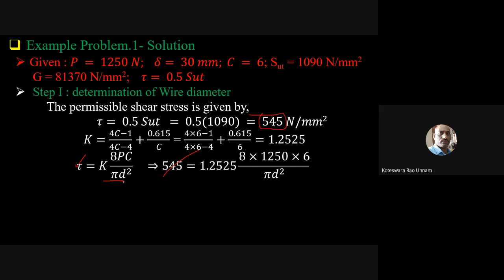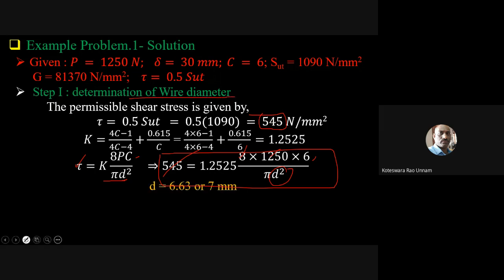The remaining thing is, except the small d, everything is given in the problem. I'll substitute all those values. P is 1250, C is 6, so then phi is 5. Now if you take this equation, only D is unknown. If you solve this equation, you will get D, which is nothing but your wire diameter.